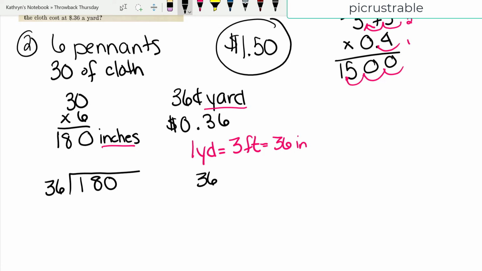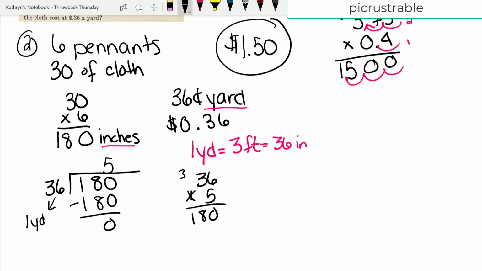And let's just kind of start guessing. I'm going to multiply by 5. 30, 15, 16, 17, 18. Oh my gosh, look at that. I'm going to put a 5 here. Minus 180 equals 0. What did we just figure out? Well, 36 inches is 1 yard. We have 180 inches, so we just figured out that she needs to get 5 yards. Yep, she needs to purchase 5 yards total.